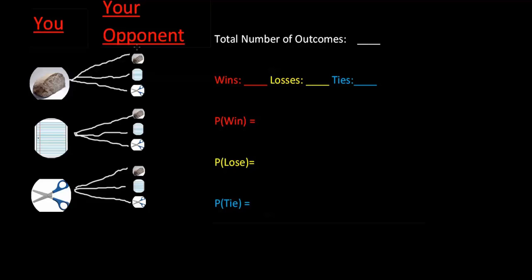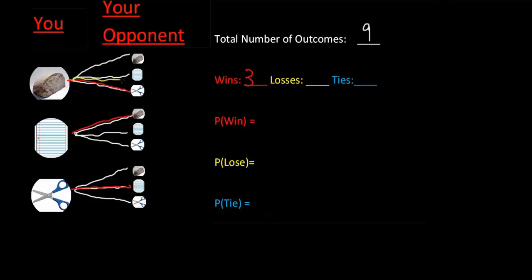In total, we have 1, 2, 3, 4, 5, 6, 7, 8, 9 occurrences. How many of these are wins? Let's count. We have 1, 2, 3. That's 3 wins. How many losses?